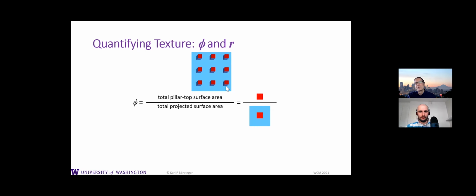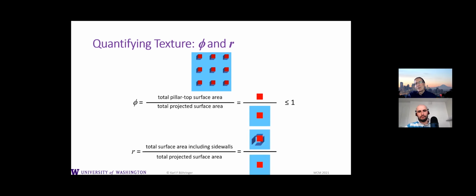So what I've shown here with red, or you can think of it as the mesa, the top of the pillars. And you put that into relation with the total projected area, so the entire surface that's blue here. And of course, this number is always less or equal to 1. So if you have a flat surface, you have 1. If you have a very spiky rough surface, you have a very small, but still positive phi.